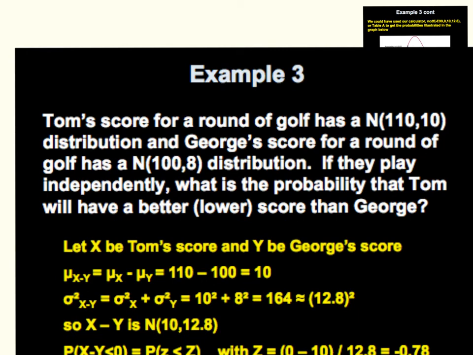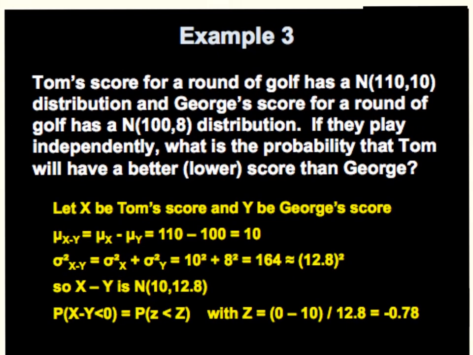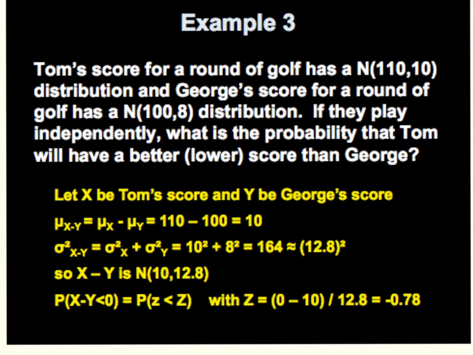Well, first of all, we have to ask ourselves, what exactly does it mean for Tom to have a better or lower score than George? What if Tom had the same score as George? Then what would the difference in their scores be? It would be 0. They both have the same number, and you subtract them from each other, and you have 0. And then if Tom bests George, or has a lower score than George, then the number will become negative. So we need to find a z-score at which this is the case.